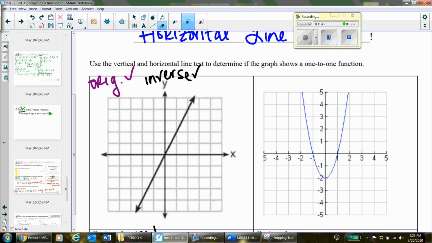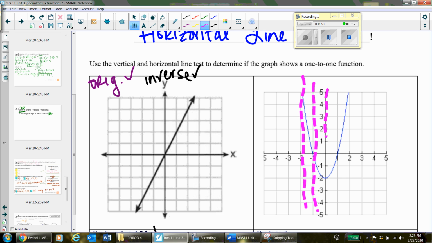Okay. So now let's take a look here. So let's not use blue. So as I'm drawing lines here, even though my line's a little crooked, I am only hitting the graph once as I draw my vertical lines. So for the original graph, yes, this is a function.